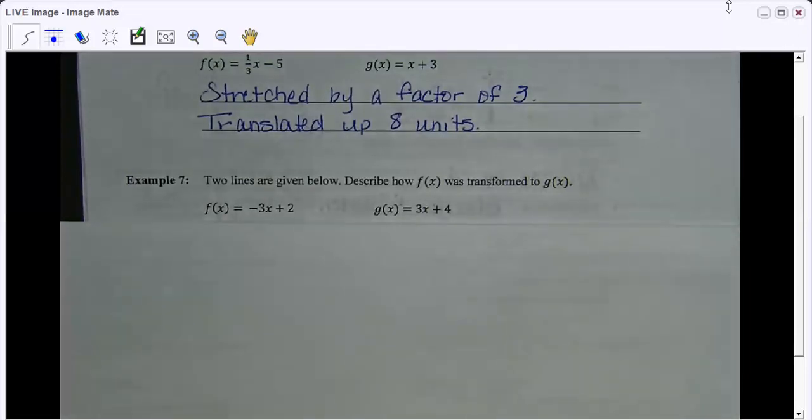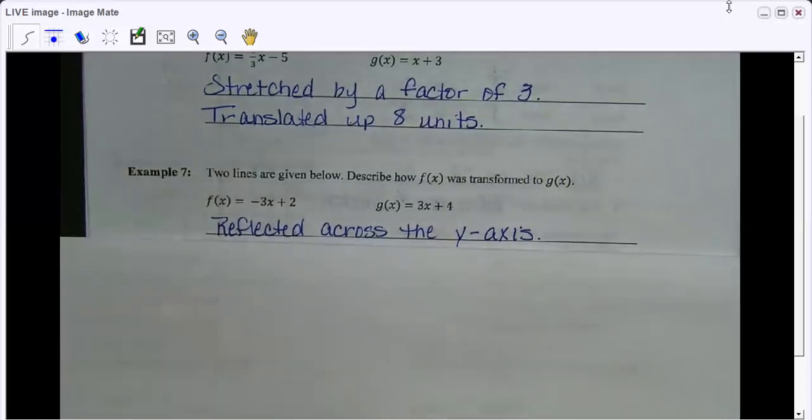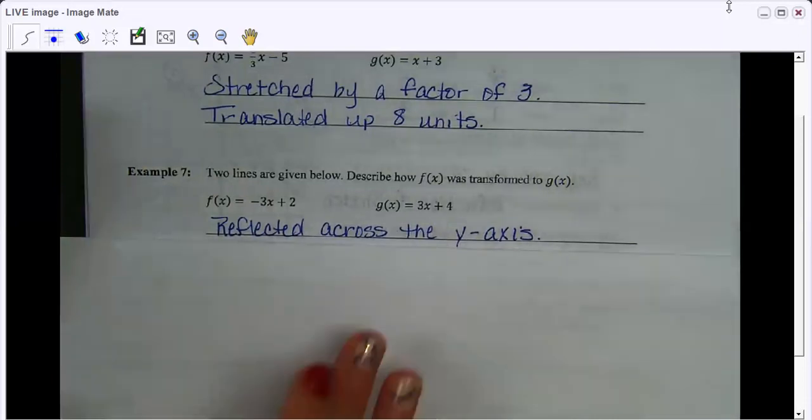Let's look at the slope. Okay, we did reflect it over which axis? Over the y, because we only multiplied the slope. So we reflected across the y-axis. And then we translated it down. No, we translated it up 2 units. We have to look at the y.